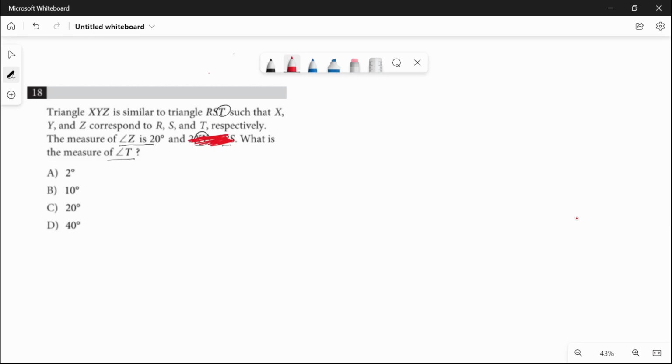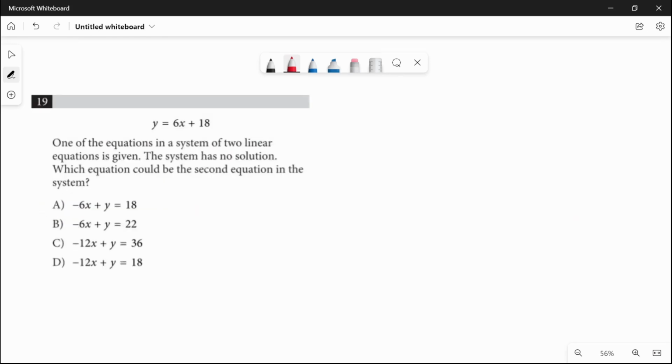So we know that angle Z is equal to 20 degrees, and we know that Z corresponds to T. That means that angle Z is equal to angle T in case the triangles are similar, which is the case here. So angle T is equal to 20 degrees. So the answer for this question is choice C.